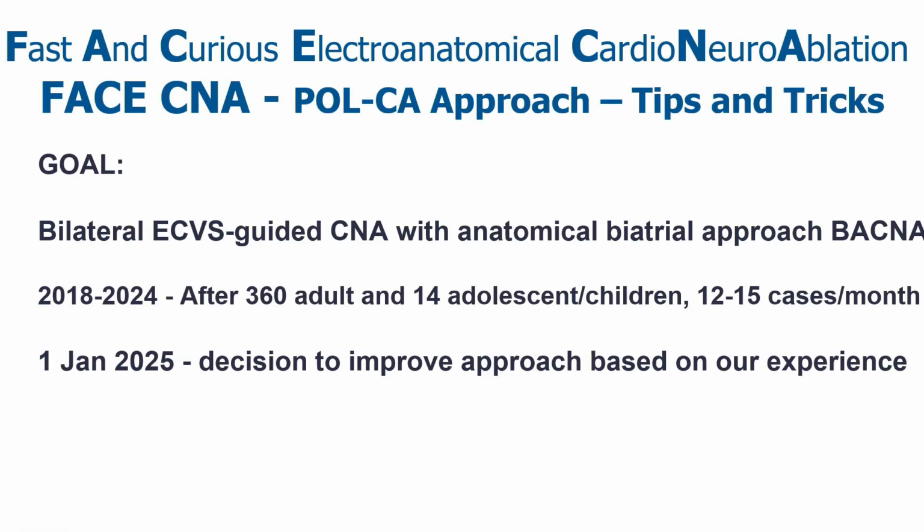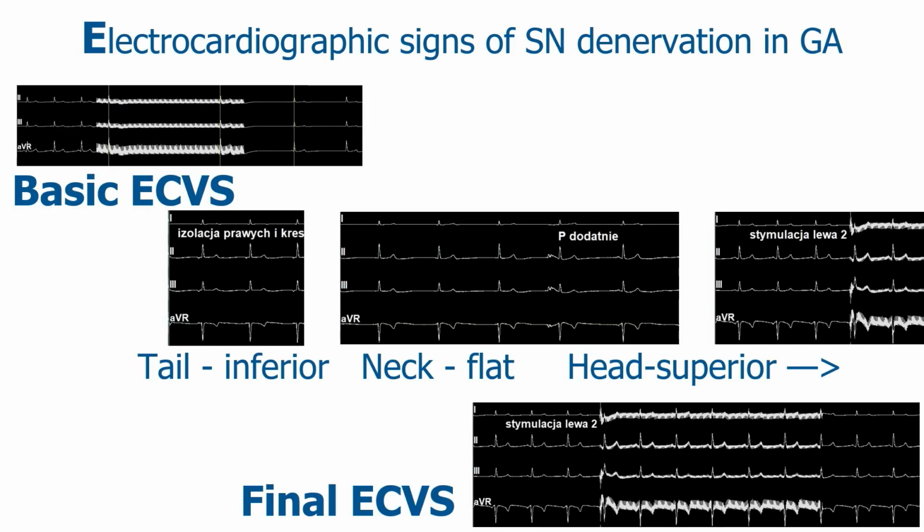So the goal was to change our strategy after almost 400 cases. In January 2015, we decided to improve our approach with experience, and we call it electroanatomical mapping because we still assess simple P waves and stimulus to QRS complex during incremental lateral pacing and pacing from the CS. You can see that some of the patients have an inferior P wave, flat P wave, and positive P wave, which is important because under general anesthesia you can change the sinus node activity and then improve it.